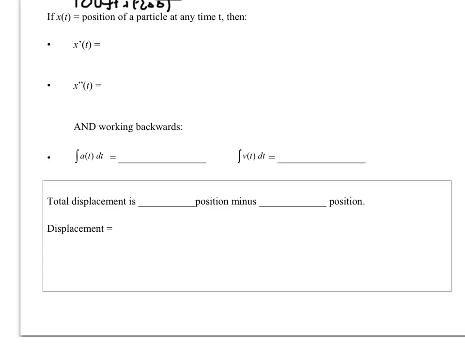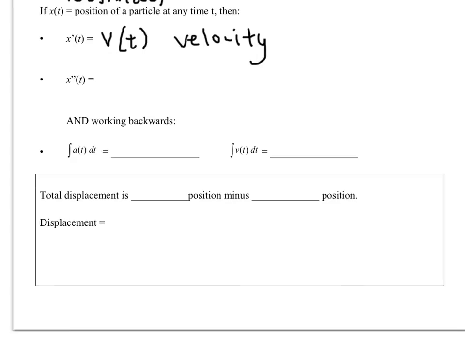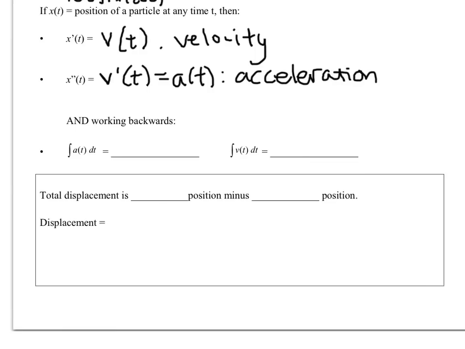All right, so just recapping here. If x of t is a position of a particle at any time, then x prime of t is our v of t, which is our velocity. And then x double prime of t is v of t's derivative, which is a of t, the acceleration. So if we work backwards then, and we take the antiderivative, or the indefinite integral of a of t, we're going to have v of t.